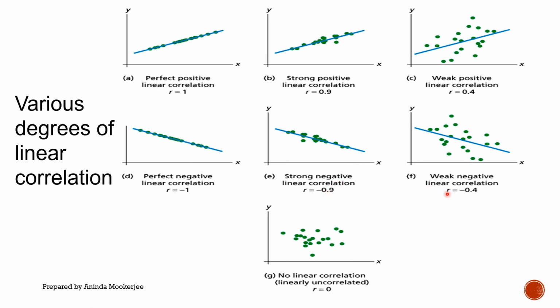And then for F, it's weak negative linear correlation because you see none of the actual data points lie on the line. And finally, here we have a case where r equals 0, so there's no linear correlation going on here. They are not at all correlated. In fact, x and y have nothing to do with each other. x is not influencing y at all. That's what it means.